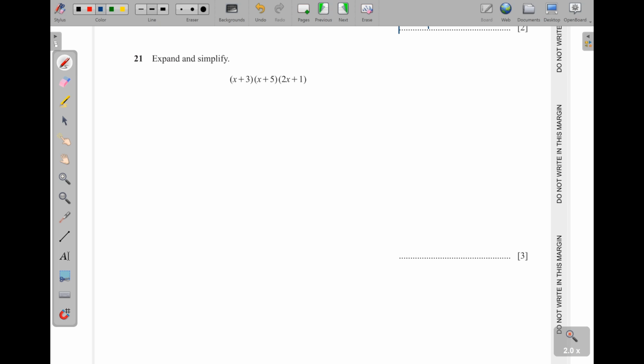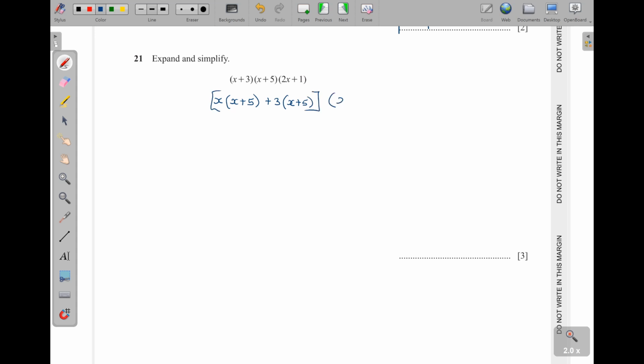Question 21, expand and simplify. So I need to expand the first two, then I multiply by this. Or you can begin with any you want. I can begin with these two, then I multiply by this. I can even begin with the first and the last, because multiplication is commutative. So I'll get x, the one in the first bracket has to multiply with everything in the second bracket. So I can split it like that. Then plus 3 has to also multiply with x plus 5. See that?